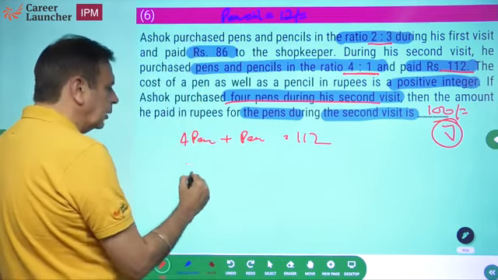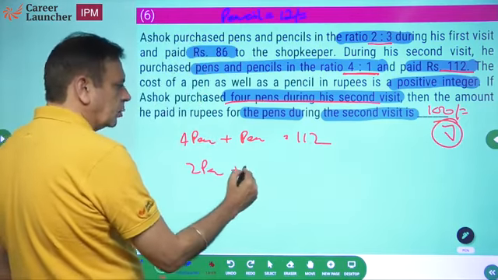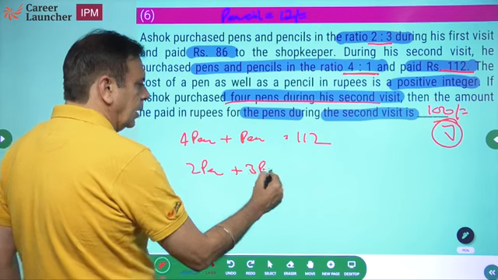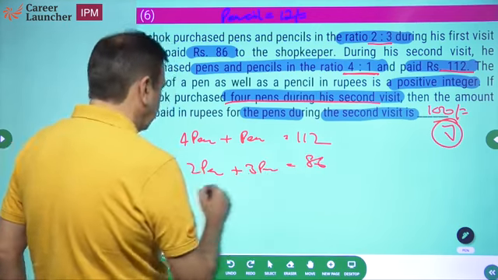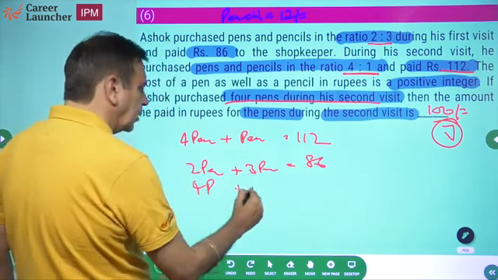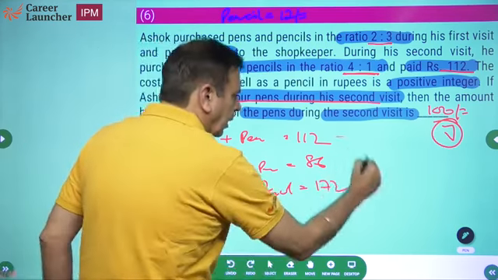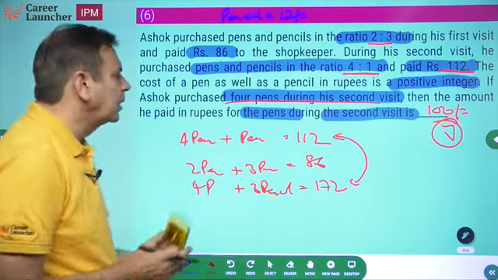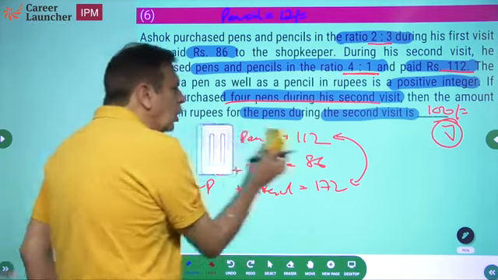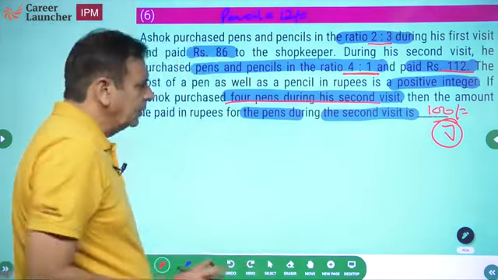And then we knew that 2 pens plus 3 pencils is equal to 86. So 4 pens plus 3 pencils is 172. Compared these two equations and got the answer faster. मेरे को equation solve करने का कोई शौक नहीं है. Okay. Next question.